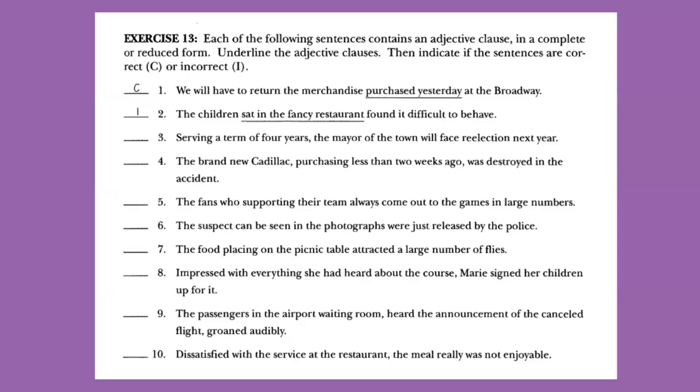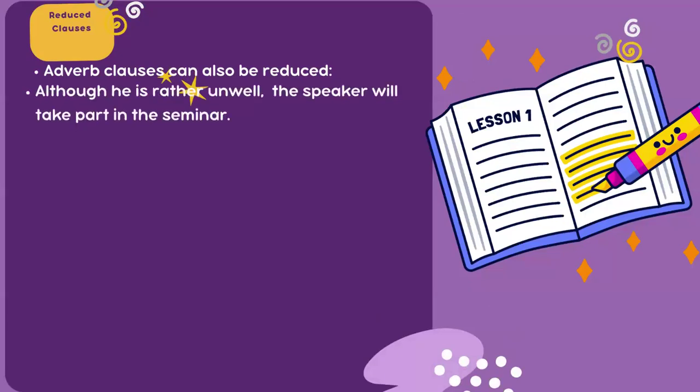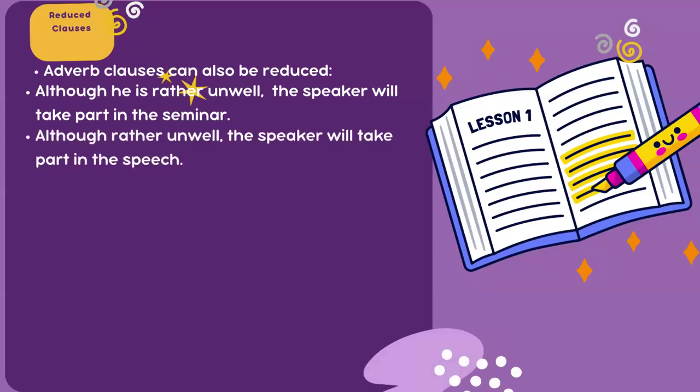Let's continue. Let's continue with reduced clauses. Now, other clauses can also be reduced. For example, although he is rather unwell, the speaker will take part in the seminar. This is what the reduced clause would look like. Although rather unwell, the speaker will take part in the speech. And again, if you observe, we have here a form of the verb be that was omitted to make a reduced clause.